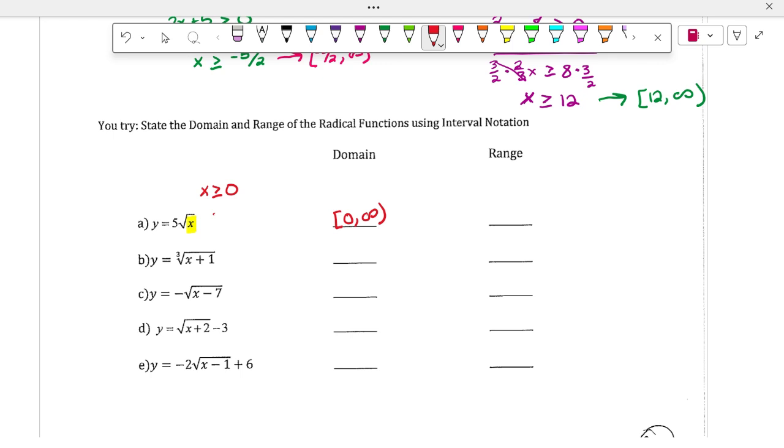Now, range. The easiest way to find it is to take whatever value you got for the domain, because that has to be your lowest value, and plug it back in for x and evaluate. So if you do 5 square root 0, that's still 0. So your range is y is greater than or equal to 0, or 0 to infinity.